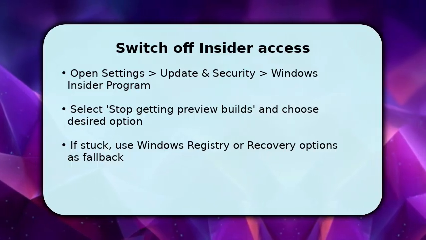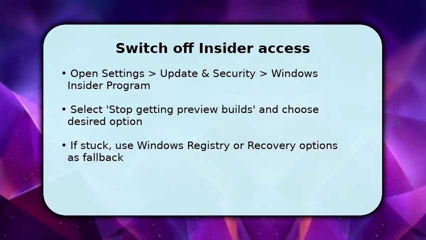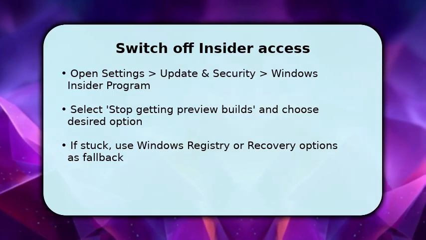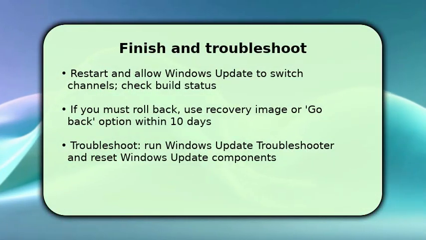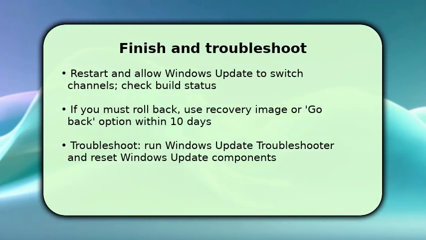Make sure to follow prompts and restart when asked, because changes only take effect after you complete the process by restarting and letting Windows Update apply the change. Then confirm under Settings that you're no longer receiving preview builds.